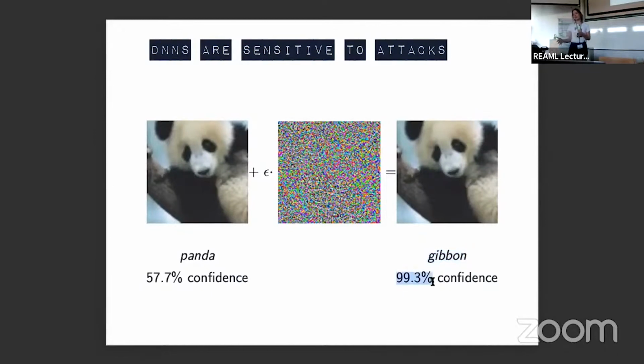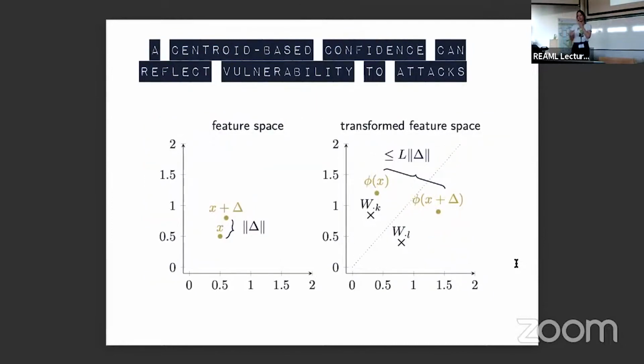And you can do this also with other classes. For example, it's also easy to make it say it's a bus. So this is a problem for the trustworthiness of deep neural networks. But if you use centroid-based confidence, then you can derive a guarantee on the minimum amount of perturbation that you need in order to make an adversarial attack successful. So for example, X is here in the feature space, an image like the panda, and X plus delta is the adversarial panda.